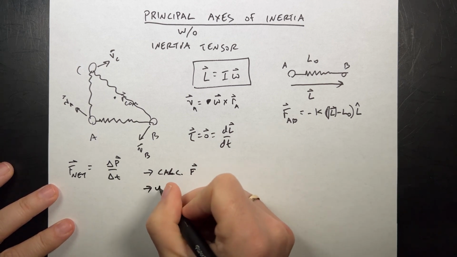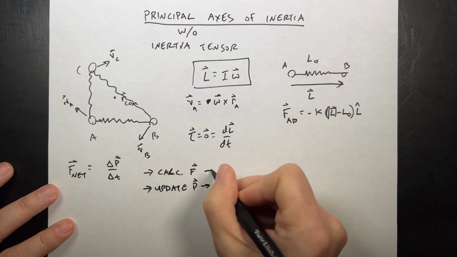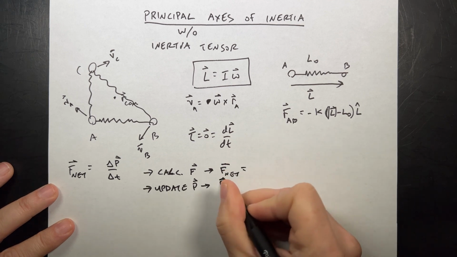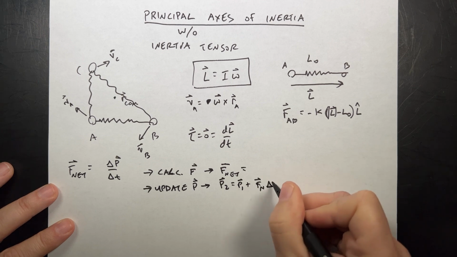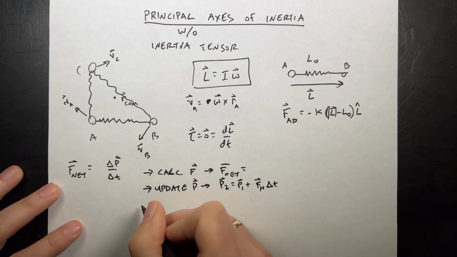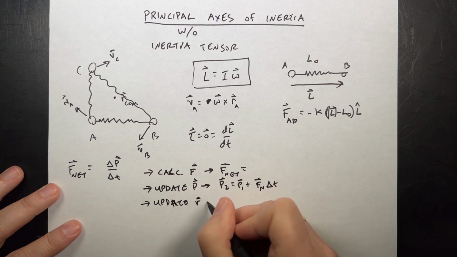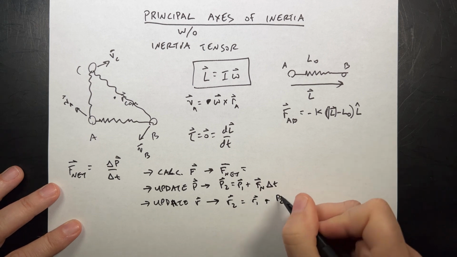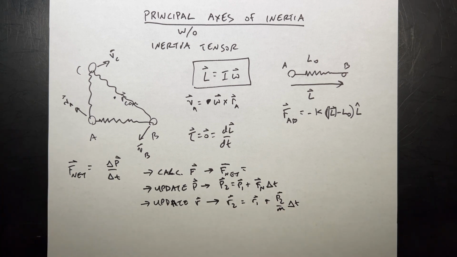After that, update momentum. So that's going to be, let's just say, P2 is P1 plus F net delta t. So that just comes straight from there. Then after that, I can update the position. Update r. So I get r2 equals r1 plus P2 over m delta t. And then I just keep doing the whole thing over and over again.